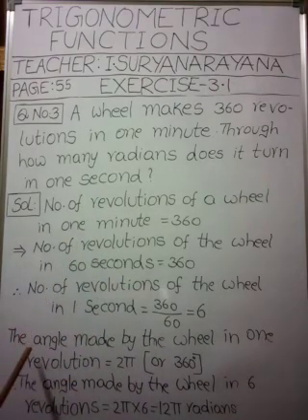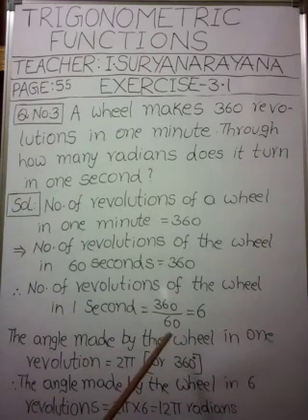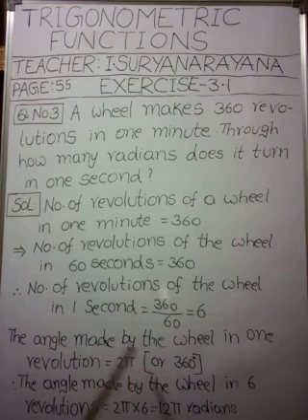Right. The angle made by the wheel in 1 revolution is equal to 2 pi radians or 360 degrees. In the concepts we have discussed, one revolution is equal to 2 pi radians or 360 degrees. Understood this statement, children? Therefore, the angle made by the wheel in 6 revolutions is equal to 2 pi into 6. That is equal to 12 pi radians. Understood, my children?